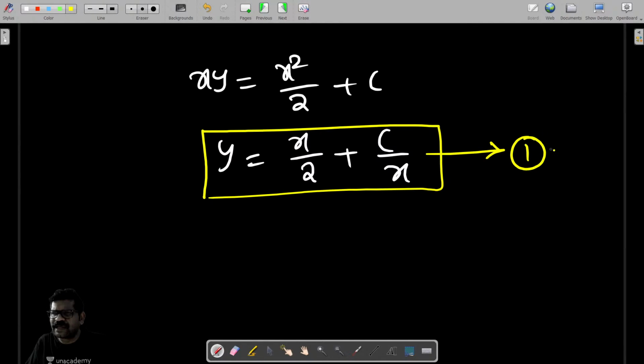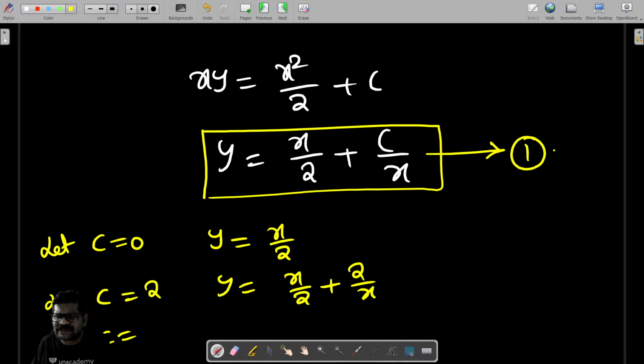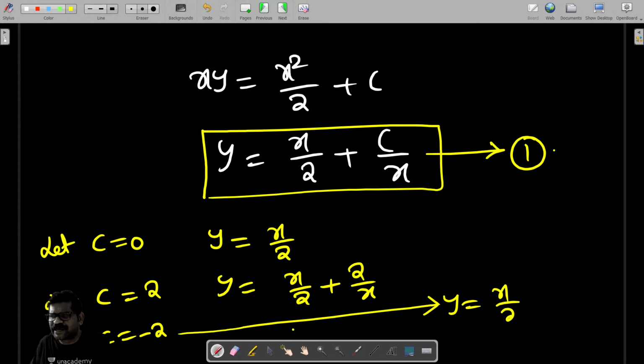Now here suppose c equal to 0. Then what happened? y is equal to x by 2. Suppose let c equal to plus 2, then y equal to x by 2 plus 2 by x. Suppose c equal to minus 2, then y equal to x by 2 minus 2 by x.